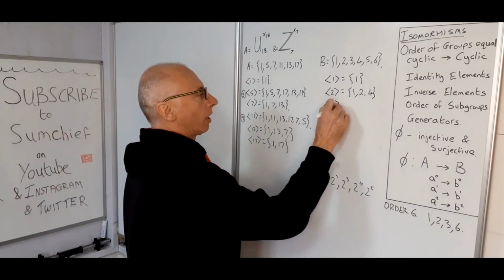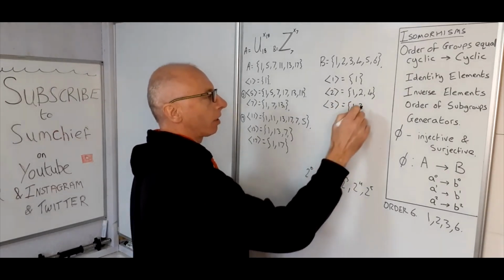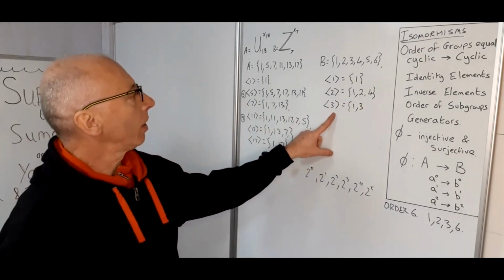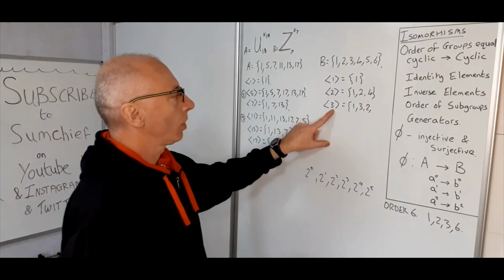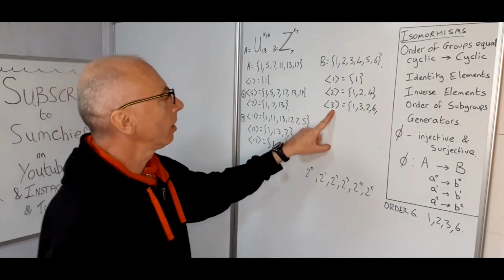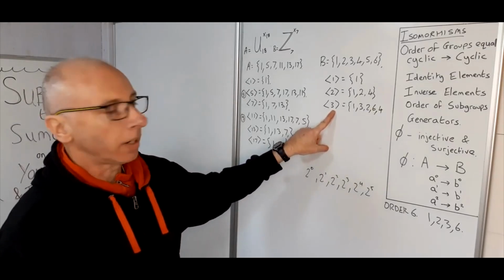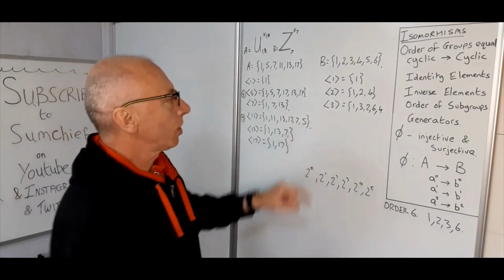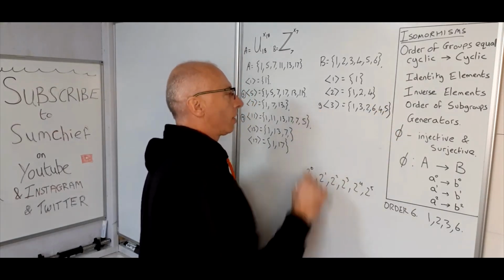Okay, number 3. So again, always start off with 1 and 3, that's our powers of 0 and 1. 3 3s are 9, mod 7 is 2. 2 3s are 6. 6 3s are 18, mod 7 gives us 4. And then this should give us a 5. 4 3s are 12, mod 7 gives us 5. So 3 is a generator.